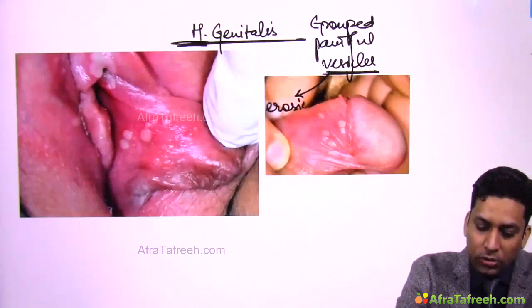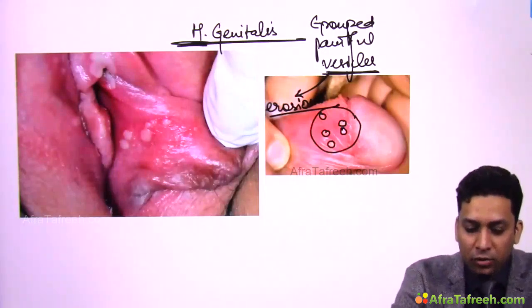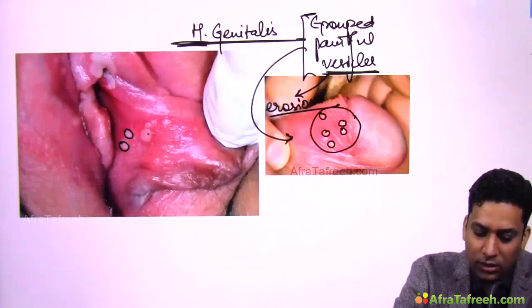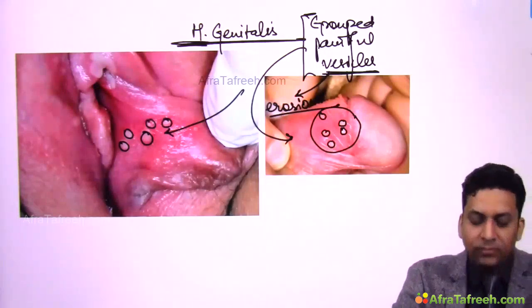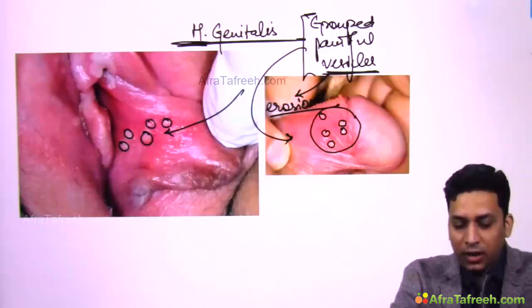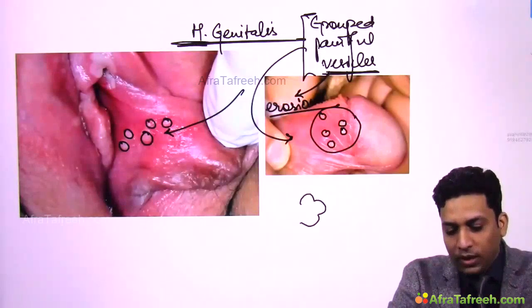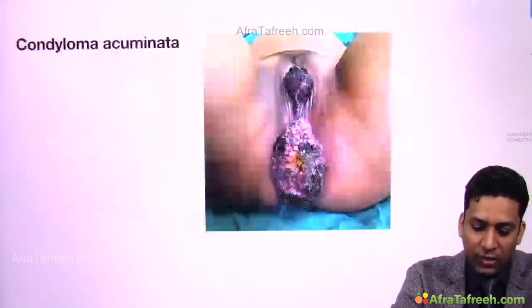When they rupture they form erosions. So you can see one erosion is present here, one here, one here, one here. All of them are grouped together in one small area. So you will get grouped painful vesicles or erosions. Similarly here you can see these grouped lesions. Now sometimes, if all these are present very closely, they might rupture, and when they rupture they might merge together to form polycyclic erosions. So you might get polycyclic erosions in genital herpes.